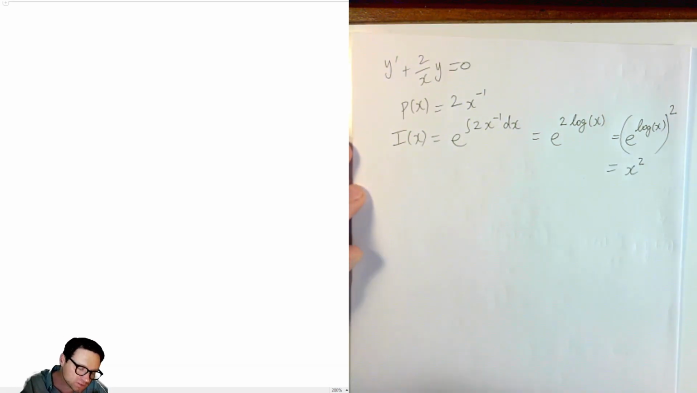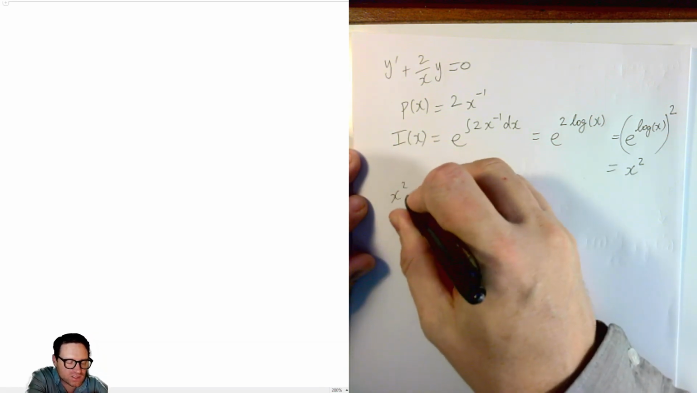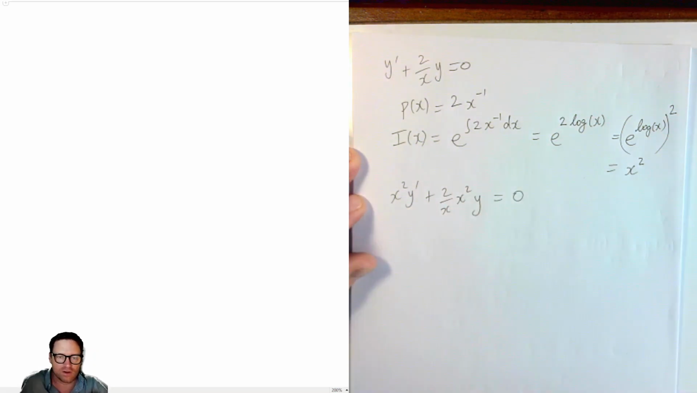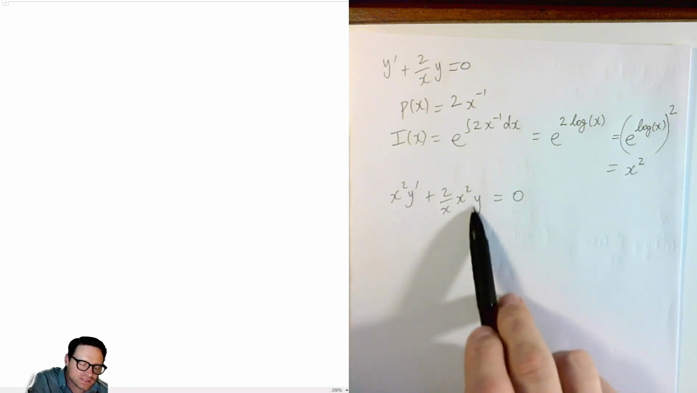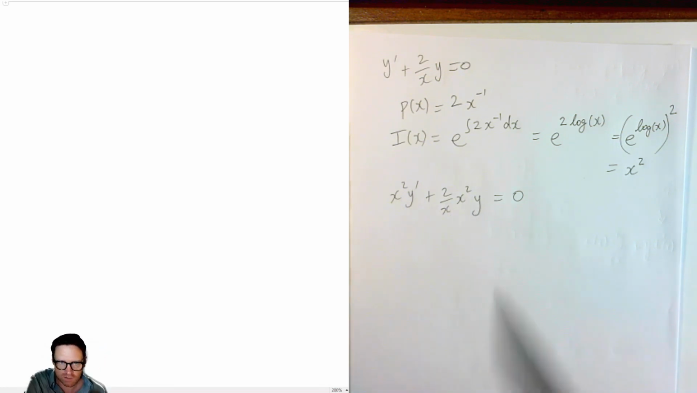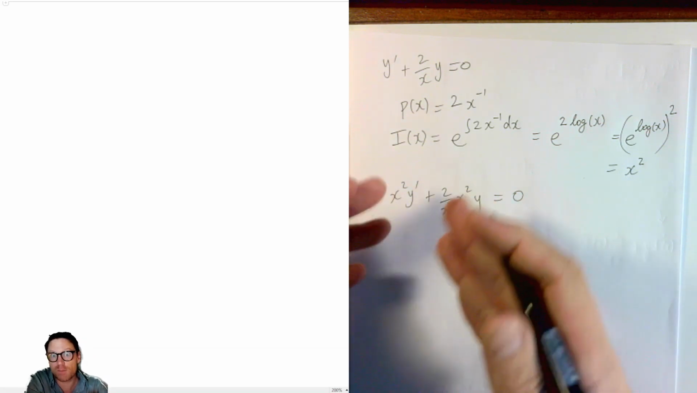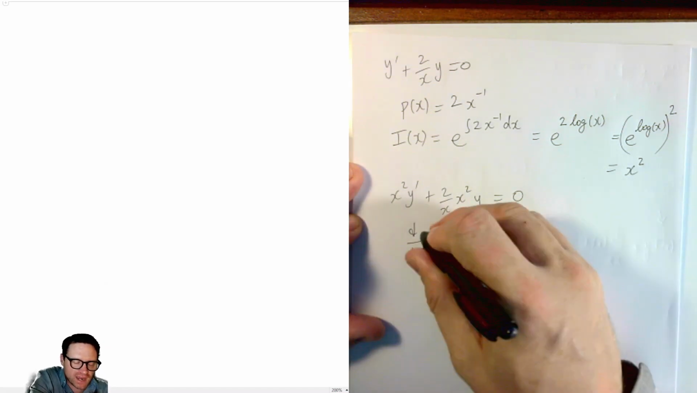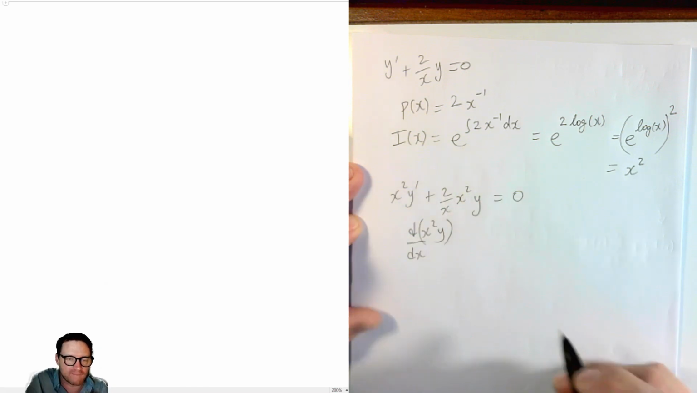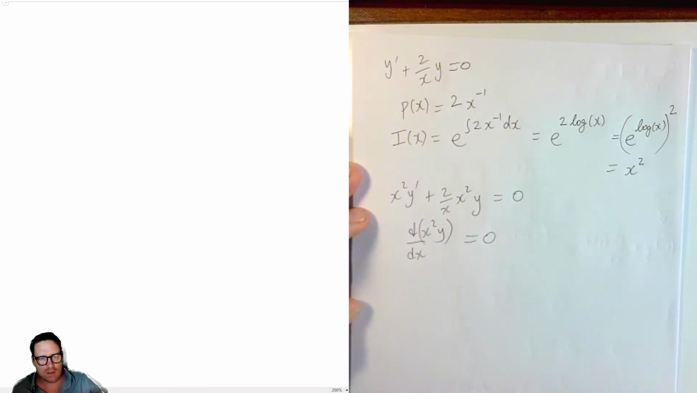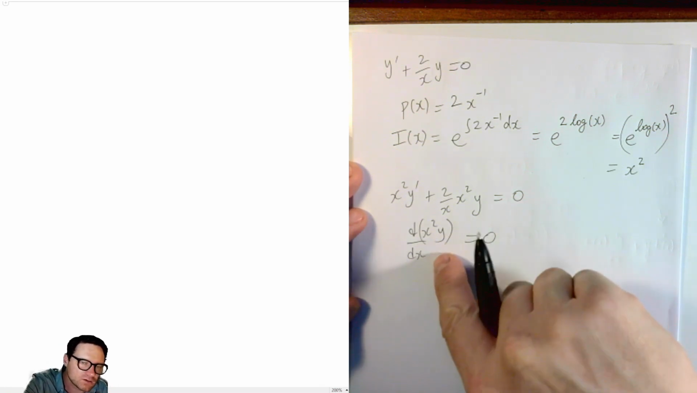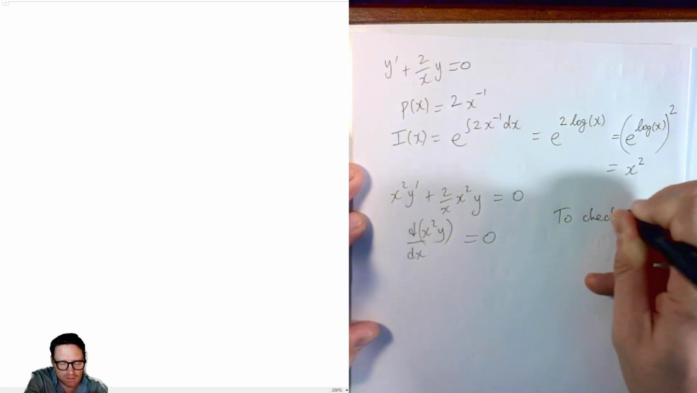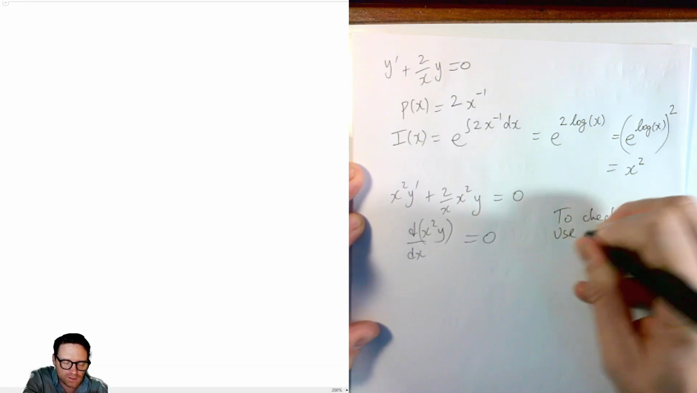So what we want to do is multiply throughout by the integrating factor, so we have x squared y dash plus 2 on x times x squared times y is 0. This term here is 2 times x times y, but we know how the left-hand side packs up. It packs up as the derivative of our integrating factor, x squared, times y. And if you want to check, you could just use the product rule on this.